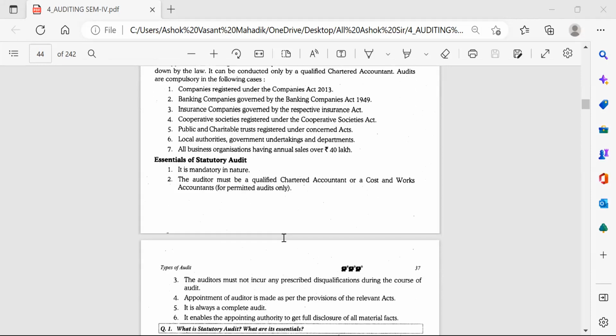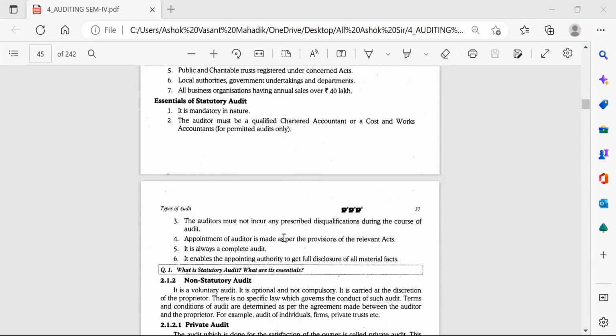Now, what are the essentials of a statutory audit? First, it is compulsory. You can't skip it. Heavy penalties will be charged on you if you avoid audit, or if you don't conduct it within the given time limit. Clear? Who can audit? Only a chartered accountant. In case of a cost audit, a cost and works accountant, we used to call it ICWA, now it's CMA, can conduct audit of a manufacturing company on cost books.